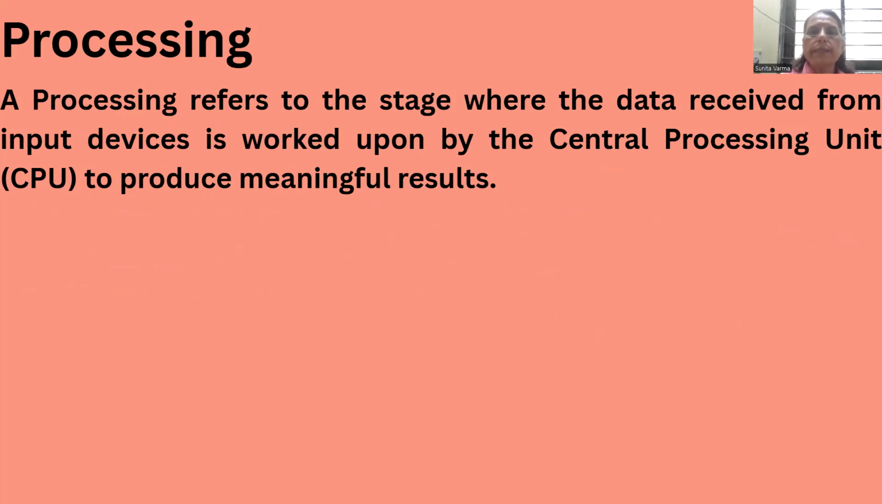Processing. Processing refers to the stage where the data received from the input device is worked on by the central processing unit and converted into useful information, which is the result of the processed data. We have seen that when we process the data, it becomes information, but how is this possible, how is the data converted into information? That is possible by processing the data. How is the data processed? The data is processed by giving instructions to the computer.